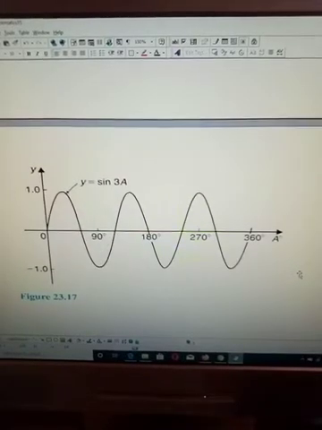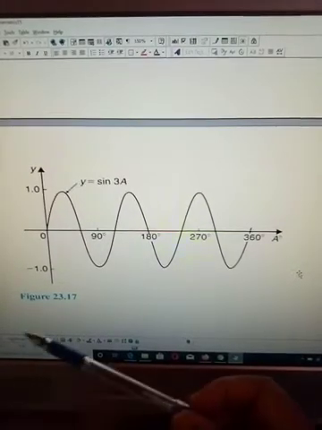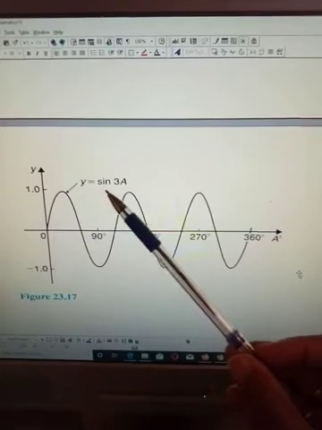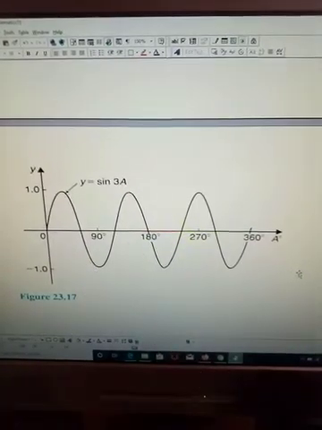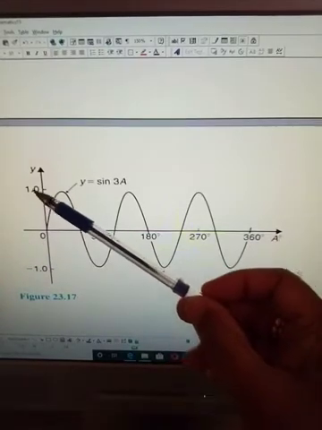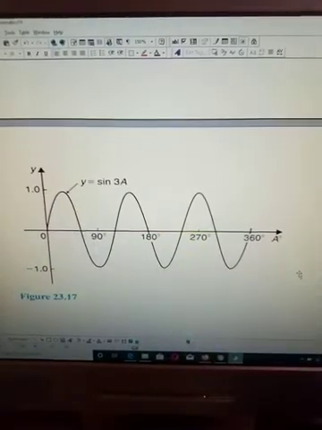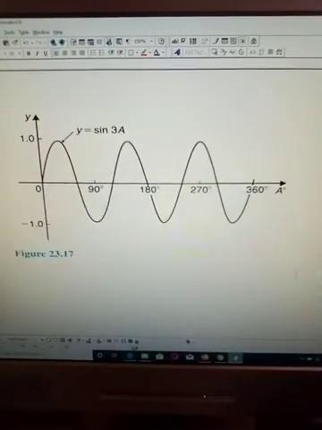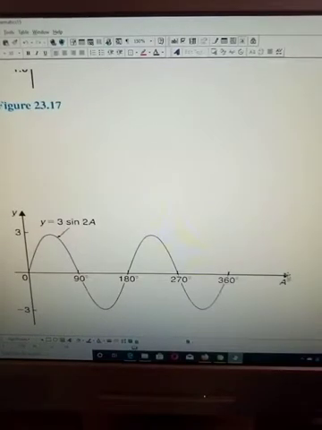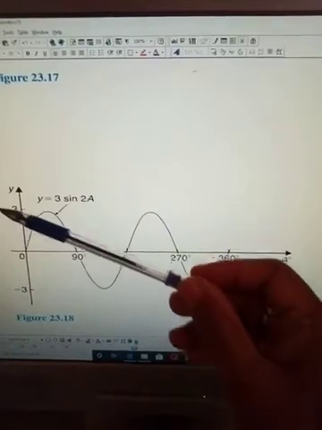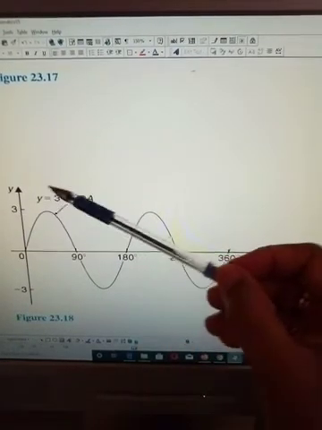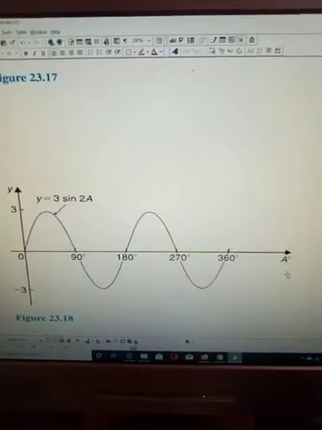And here we have figure 23.17, y equals sine 3a. In this case, we have a peak value of 1, or maximum value of 1. Now in y equals 3 sine 2a, you can see we have now a maximum value of 3 in respect of sine 2 times a.